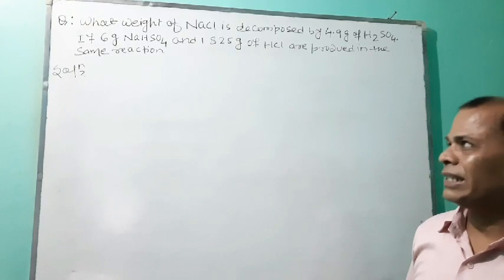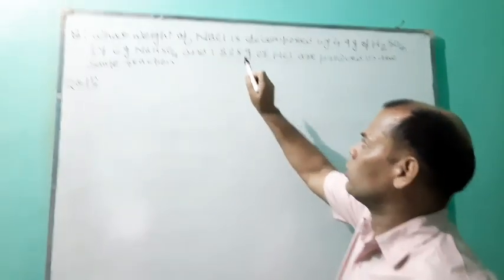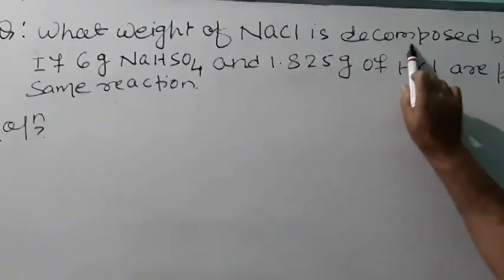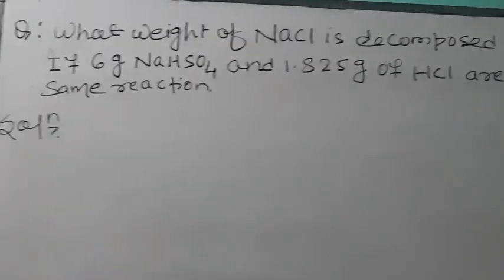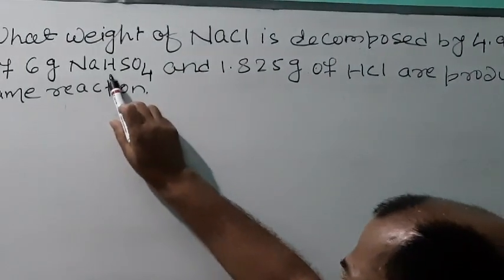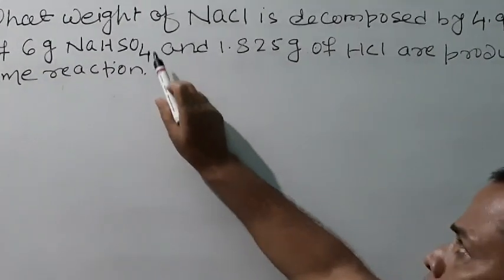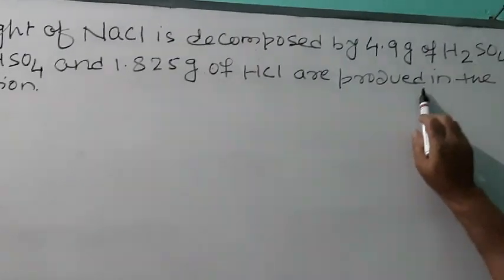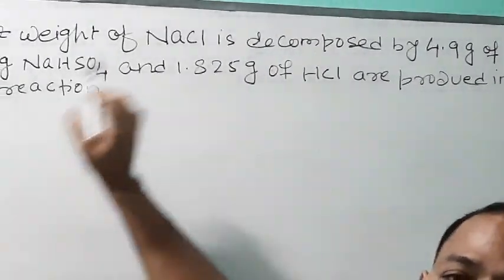Let us apply this law of conservation of mass by solving a numerical. What weight of sodium chloride is decomposed by 4.9 gram of sulfuric acid if 6 gram of NaHSO4, sodium hydrogen sulfate, and 1.825 gram of HCl are produced in the same reaction?